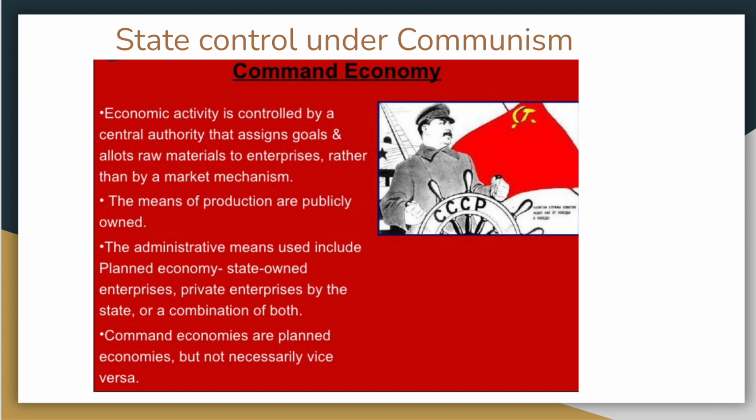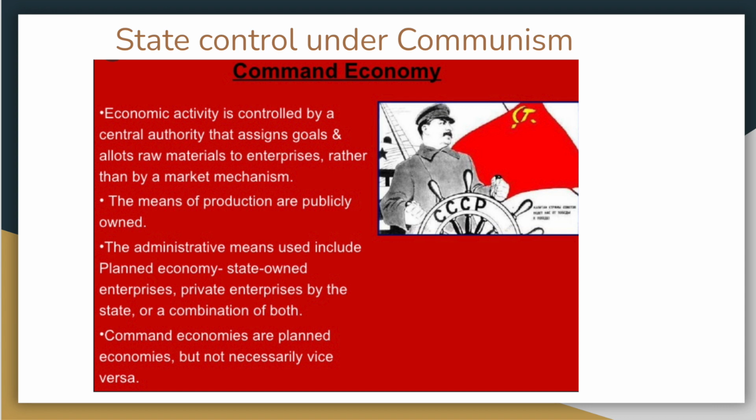An economic activity that's controlled by a central authority and assigns goals and allots raw materials to enterprises rather than by market mechanism. This isn't free trade. This is not competition. The state itself took control of the entire economy. They made goals and they forced people to help achieve those goals at every level of society. Okay? This is total control of the economy. So now what did that look like in the Soviet Union?